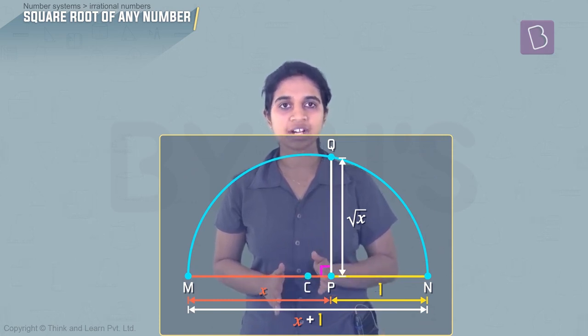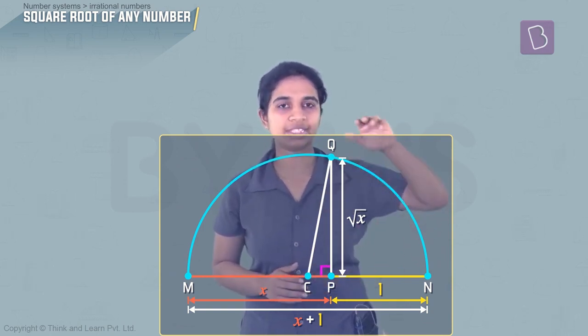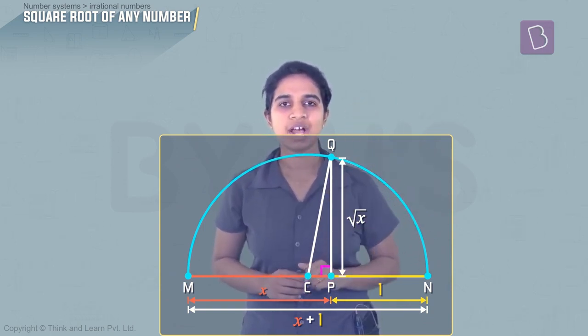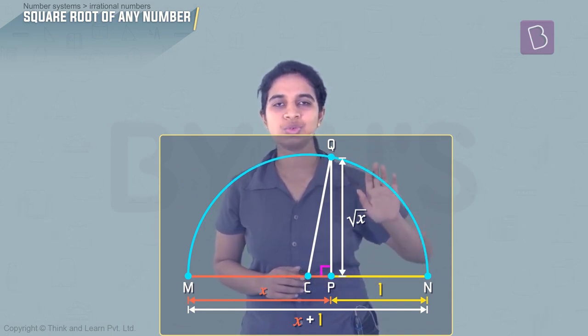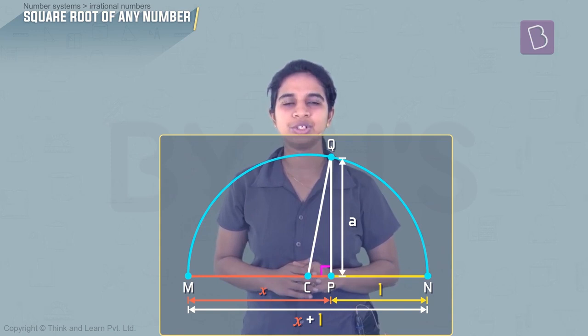This is the center of our circle. Let's join the center of the circle to the end of this length. Now we need to prove that this distance is root x. Let me call it some value a, and we need to prove that a is equal to root x.